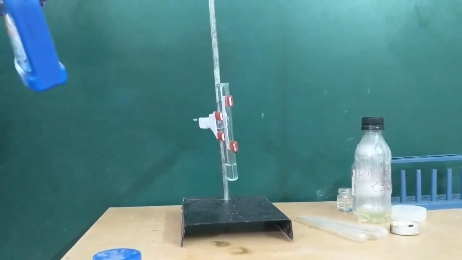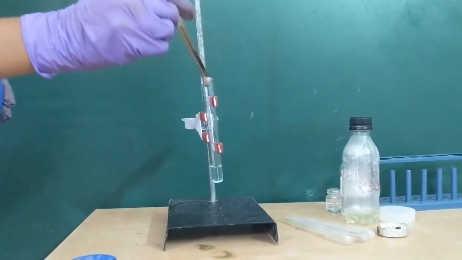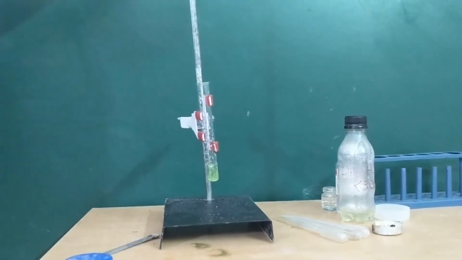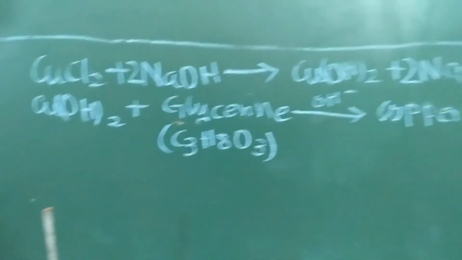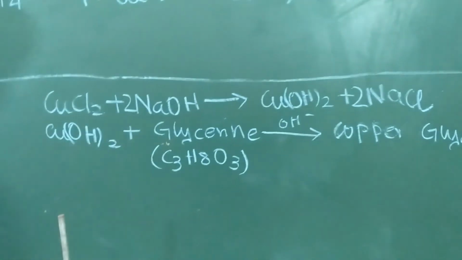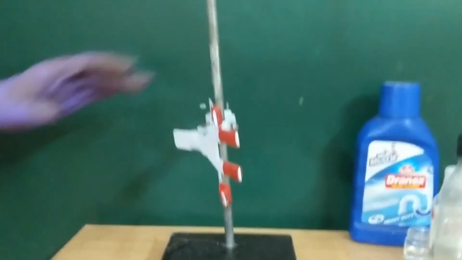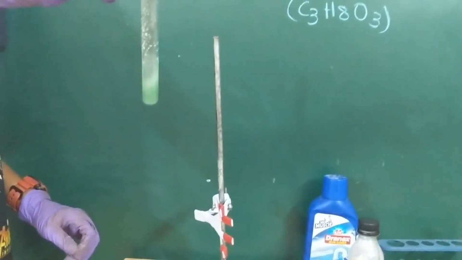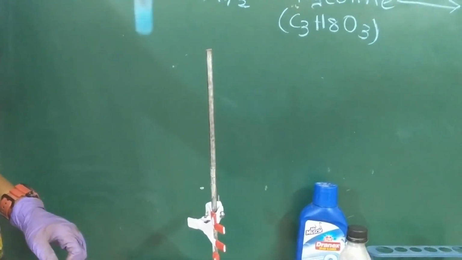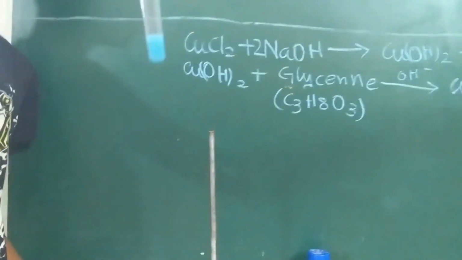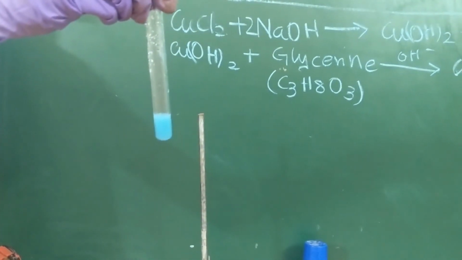The solid sodium hydroxide reacts with copper chloride to form copper hydroxide and sodium chloride as shown in the above equation. Upon shaking the mixture, we get a bluish or a greenish precipitate. You can see it's a very nice pale blue color. To this, we have to add a few drops of glycerine.